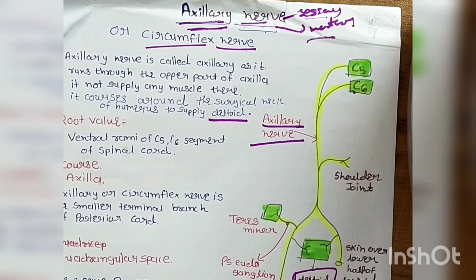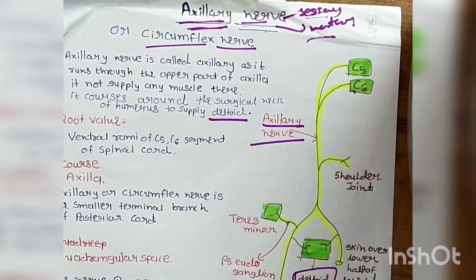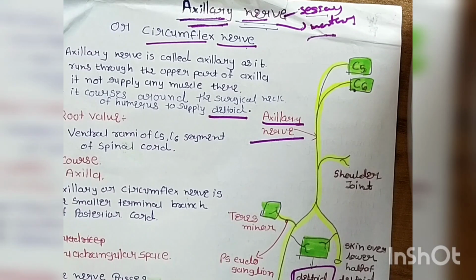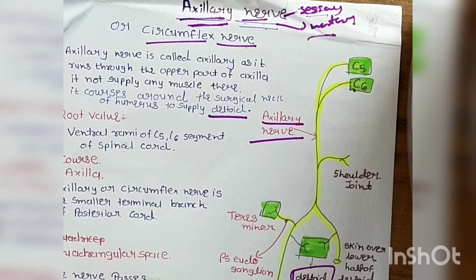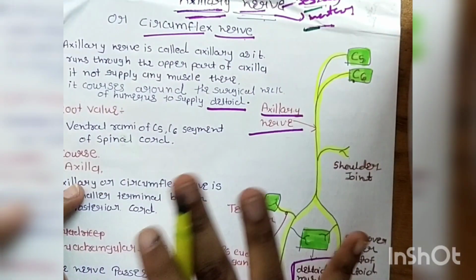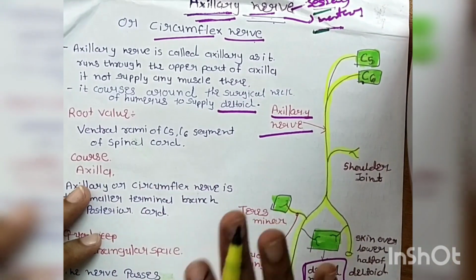Today's topic is the axillary nerve. First of all, we know about the nerve, which transmits impulses through stimulation. Nerves are basically of two types: the first one is sensory and the second one is motor. So today's topic is the axillary nerve.